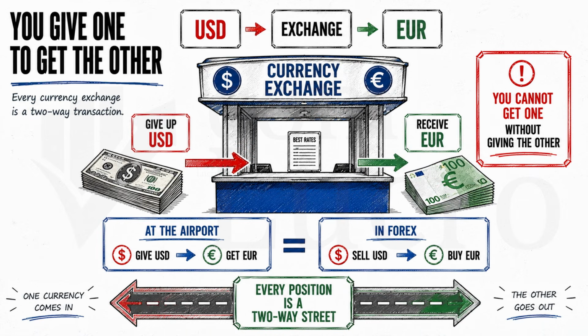Think of it like a currency booth at the airport, the same one from the last video. To get euros in your hand, you have to give up dollars. You can't get one without letting go of the other. That's exactly what's happening in your trade. You're not just picking up one currency, you're always trading one for the other. Every position is a two-way street.